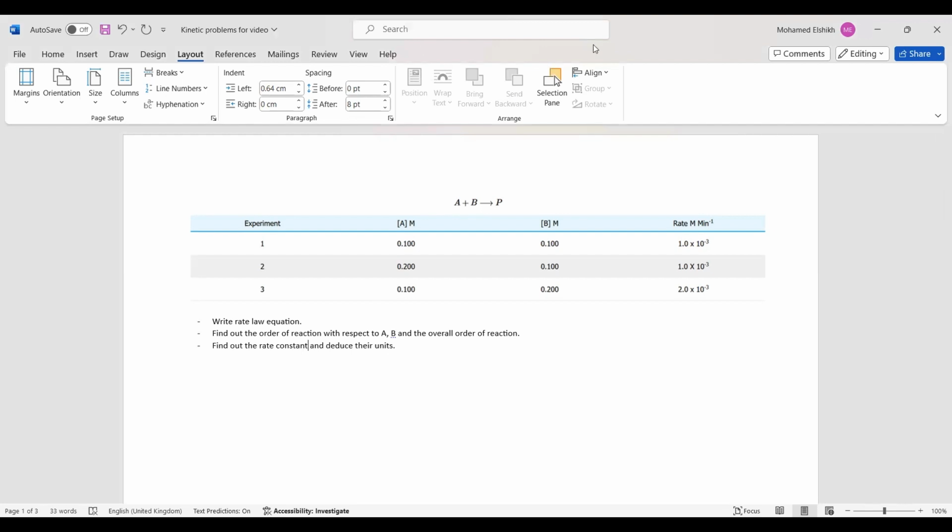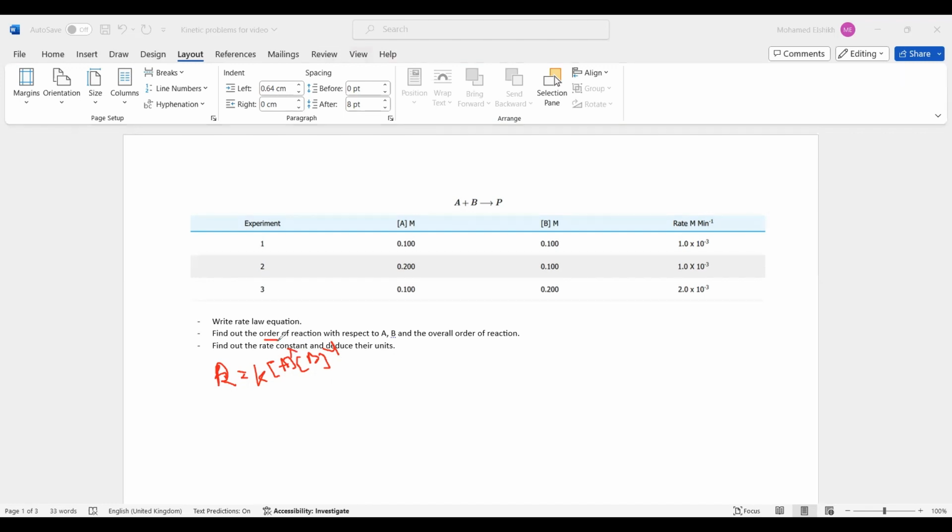In order to write the rate law of a chemical reaction, basically R equals a constant times A and B, where A is raised to the power X and B is raised to the power Y. Right? So this is the rate law. Now, X and Y are basically the second requirement that we need to find out.